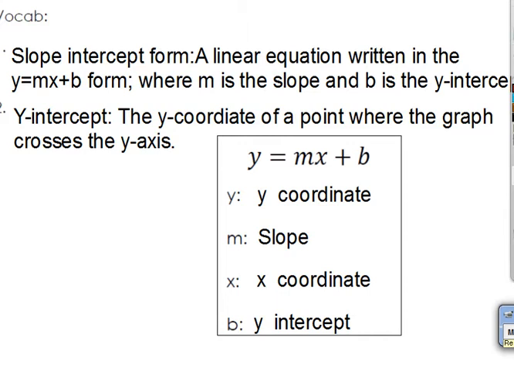Here's our vocab. Make sure to copy this down as well. Slope-intercept form is a linear equation written in the y is equal to mx plus b form, where m is the slope and b is the y-intercept. Y-intercept is the y-coordinate of a point where the graph crosses the y-axis. This is the slope-intercept form. In this form, y is the y-coordinate, m is the slope, x is the x-coordinate, and b is the y-intercept.